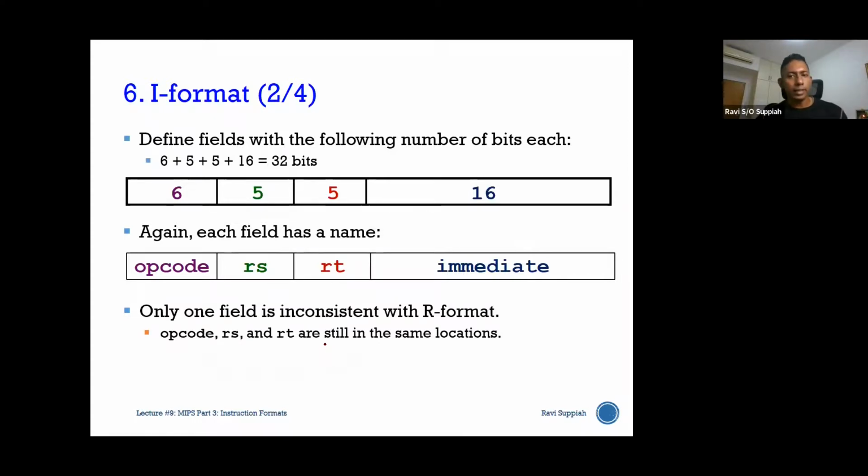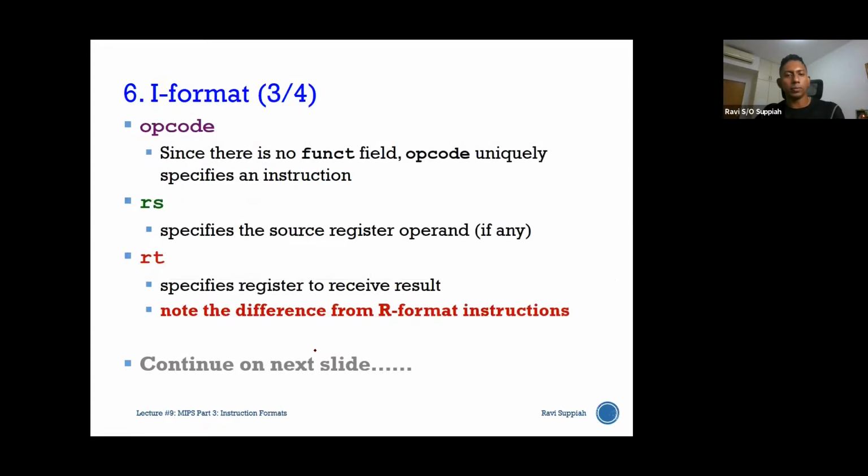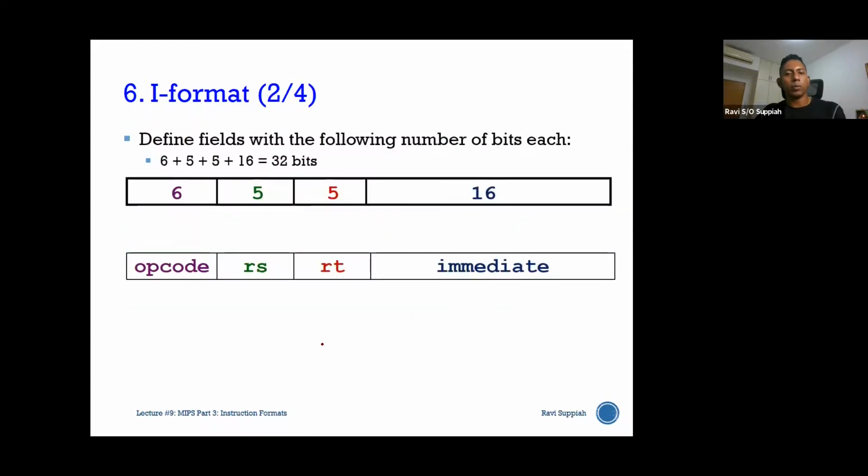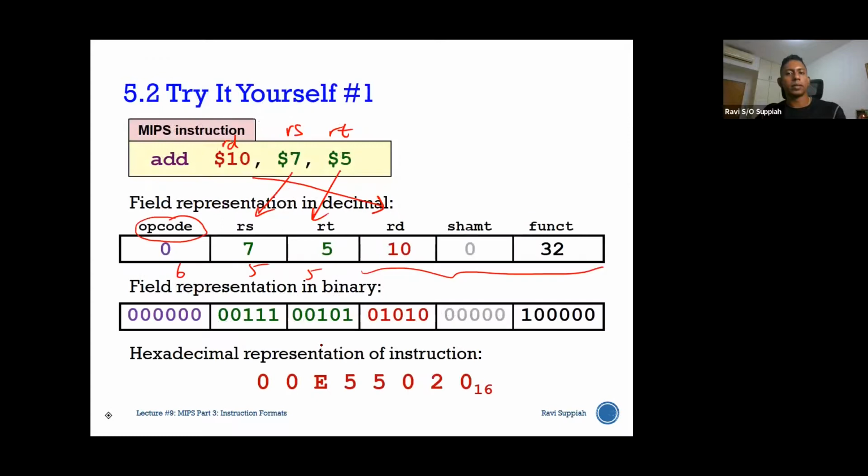Then you do not have RD anymore because you only have two registers. And the rest of it is the immediate value. In terms of naming convention, previously, if you look back here, we said that both RS and RT were considered the source registers, and RD was considered a destination register. So that was in R type.